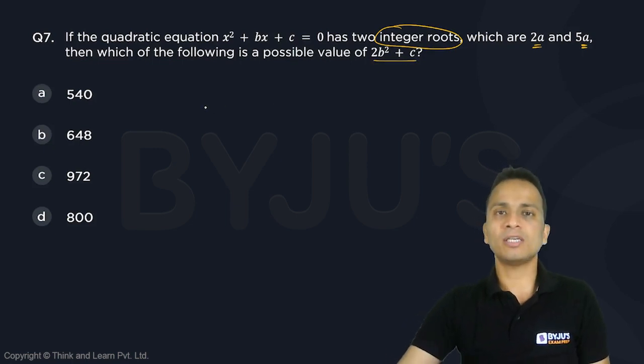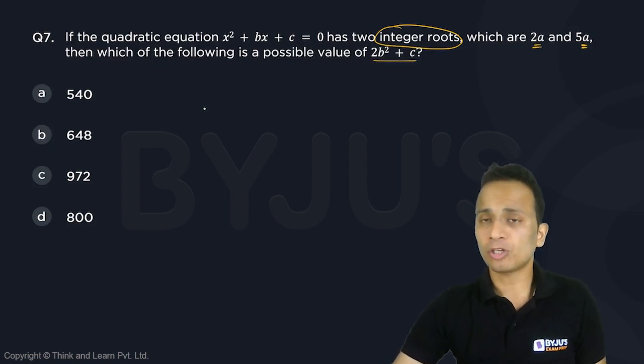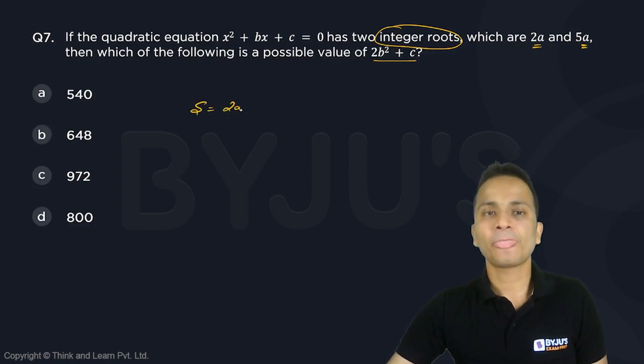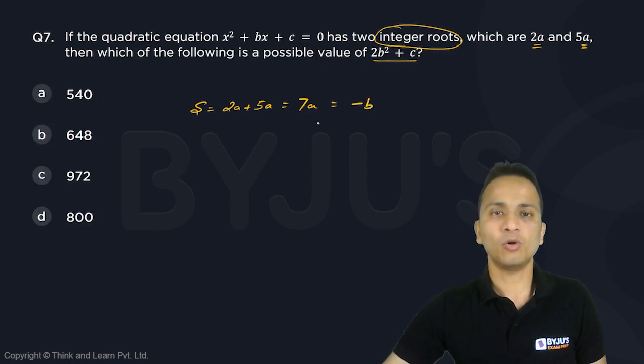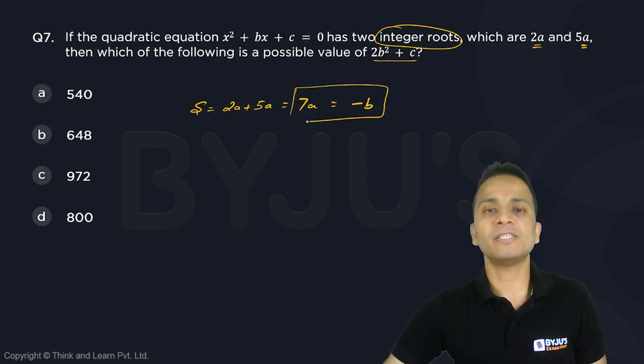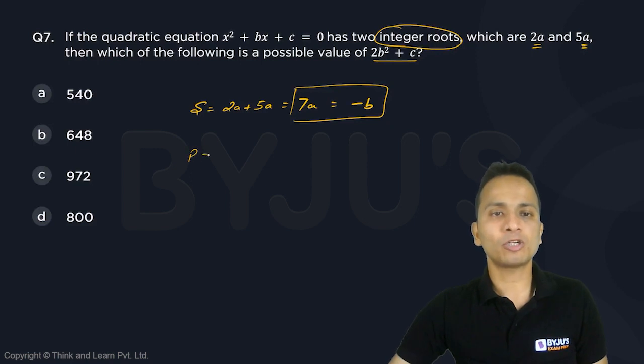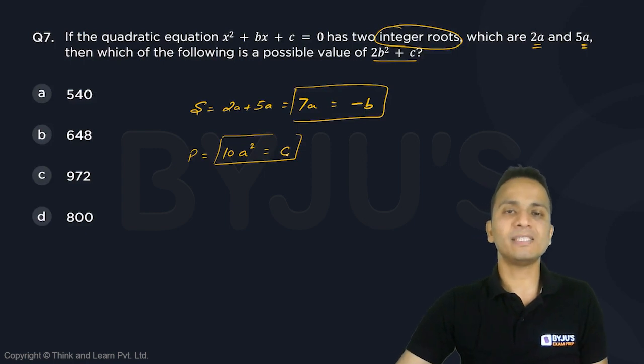Now I'll use the relation of the sum of the roots and the product of the roots. So the sum of the roots, that is 2a plus 5a, is equal to 7a, and from the quadratic equation it will be minus b. Okay, so 7a is equal to minus b, and the product of the roots, that is 2a multiplied by 5a, that is 10a square, is equal to c. Okay, so these are the two relations, or the values of b and c, we have got.